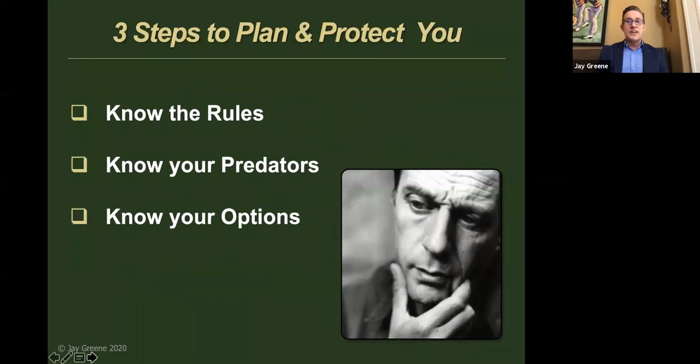So now let's start thinking about these 3 steps to plan and protect for you, and we're going to go over each of these in more detail. You're going to want to know the rules, because you can't really plan if you don't know what rules you're planning around. You're also going to want to know who your predators are. When we're doing the estate plan, we have to decide how we're going to structure it so that we're protected from these predators, so you have to know who they are so you can protect yourself. And then knowing your options. We're going to have different types of options for estate planning. So once we know what the rules are, and who our predators are, then we can pick the best option that works for us individually.